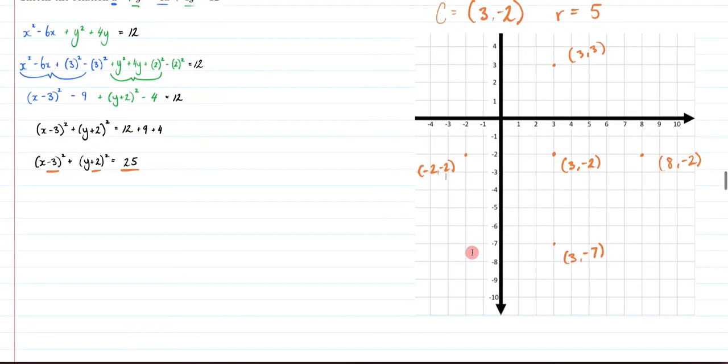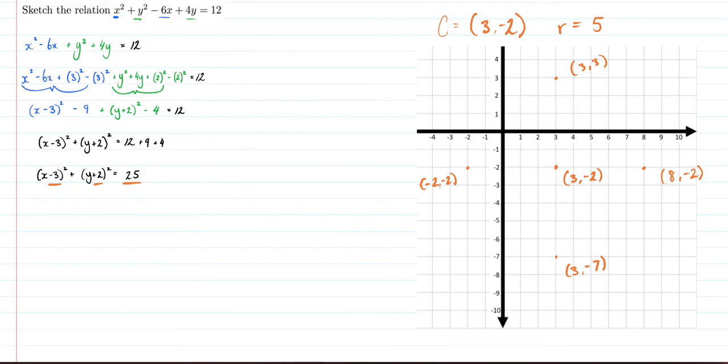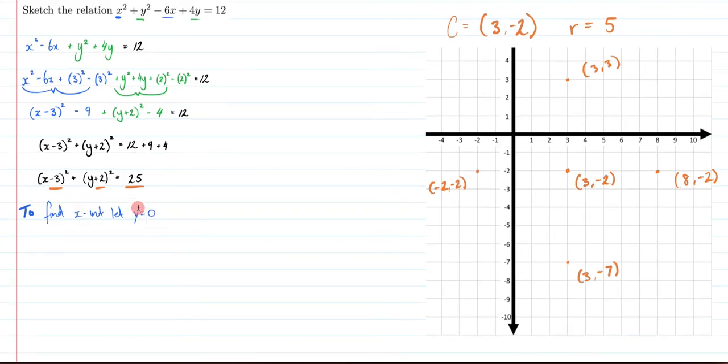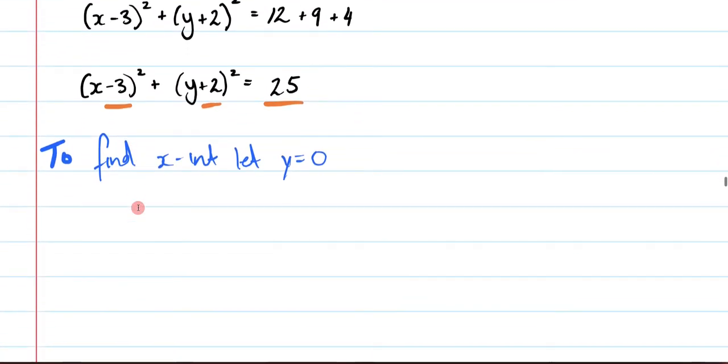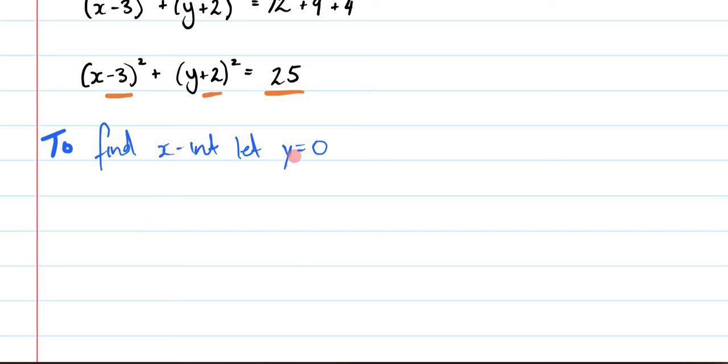I now need to find both my x-intercepts and my y-intercepts. I'm going to scroll down a bit. Actually, no, I should be able to do it here. Let me grab a color, let me go with blue. So I need to find my x-intercepts. So I would write, let me go a bit smaller, find x-int, let y equal 0. Let me zoom in here, just to make it a bit easier on ourselves. So I'm going to let y equal 0 to find x. So I'm going to be left with x minus 3 squared plus 0 plus 2 squared equals 25.